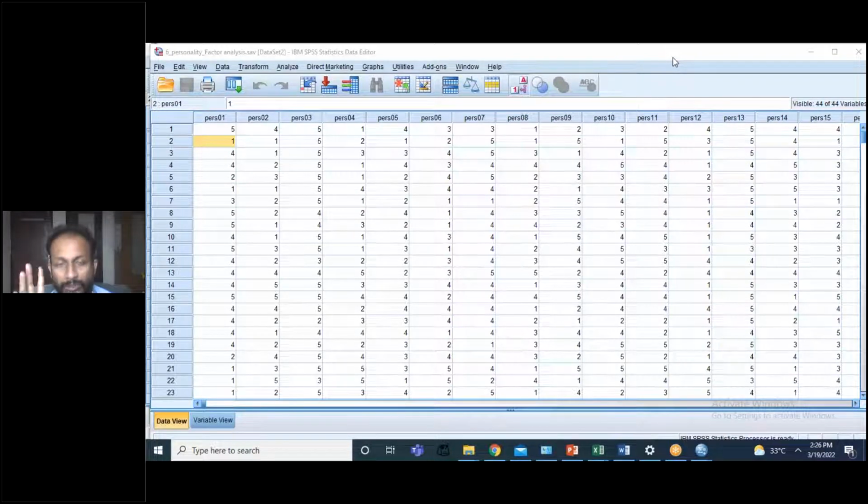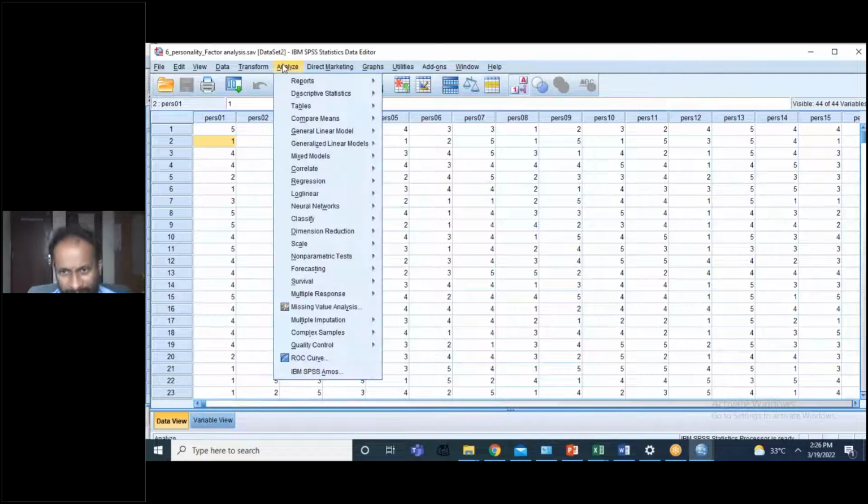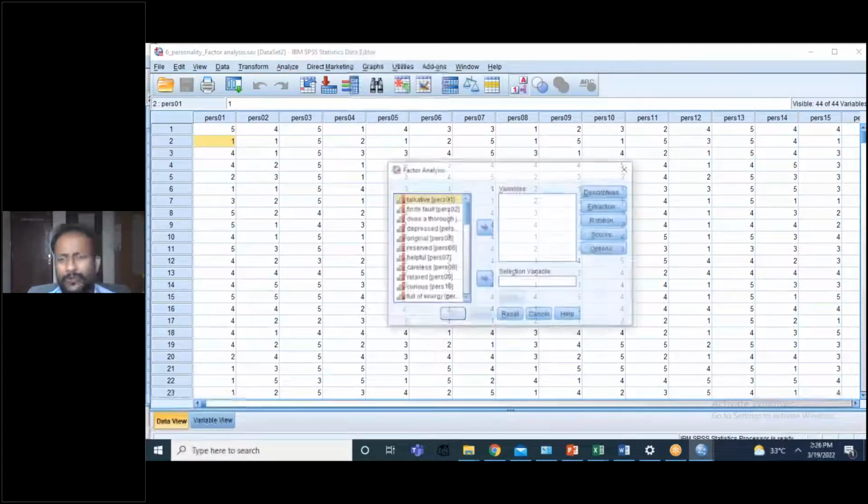Now I will take you through the steps of factor analysis, and we will talk about the detailed interpretation of it based on that. Right. So go to Analyze. Are you all with me? Are you following along with me? Are you all on the same page? Yeah. So Analyze, Dimension Reduction, go to Factor.